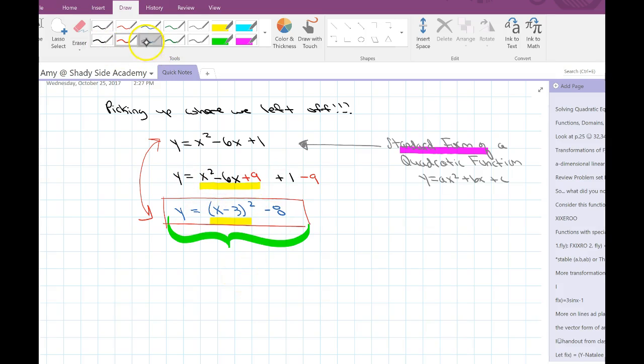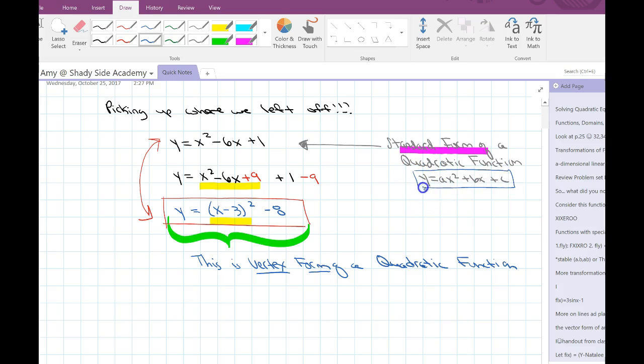All right, this form of an equation is vertex form of a quadratic function. And let me tell you what the general vertex form is. What does general form mean? All right, boys and girls, this right here is just general standard form of a quadratic function. Here's a specific example where a equals 1, b is -6, c is +1. This is a specific case of vertex form of a quadratic function.